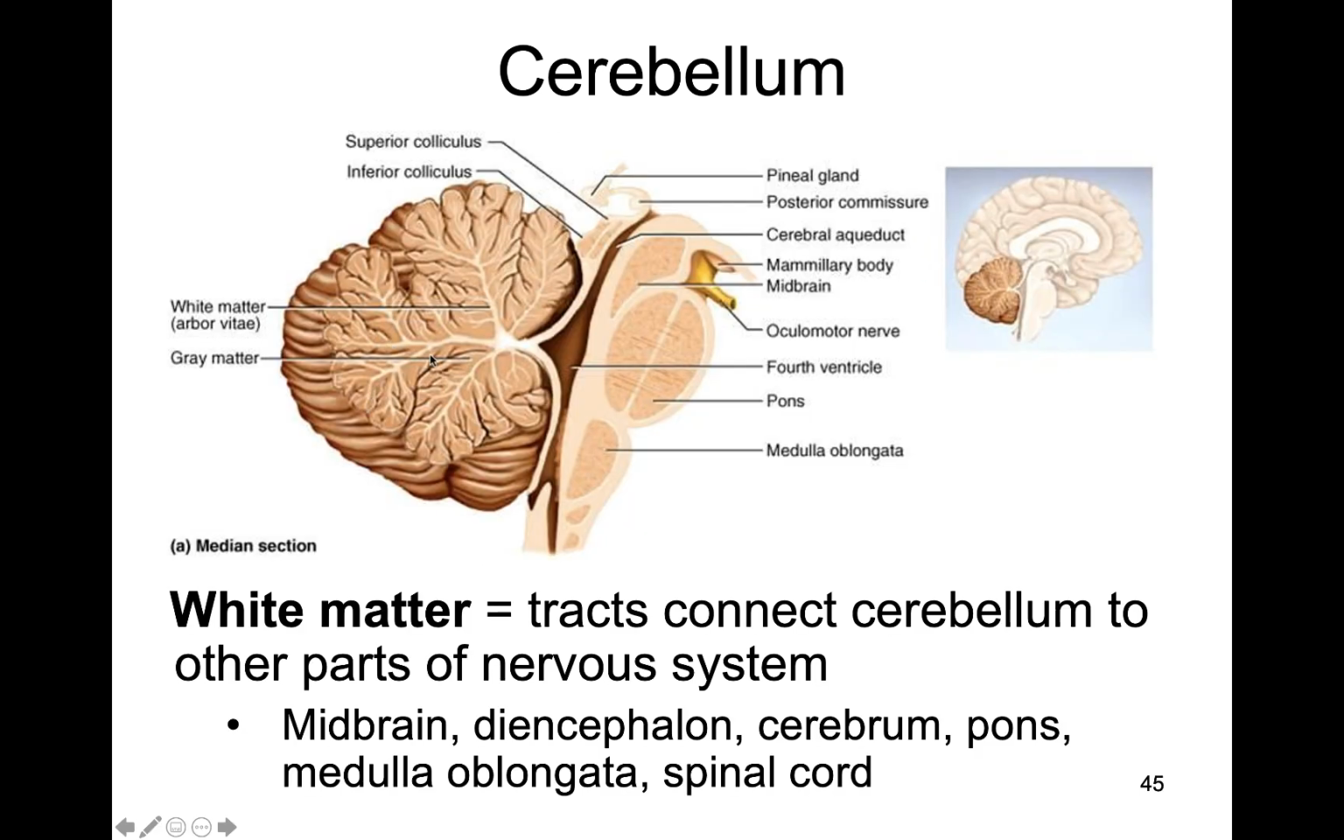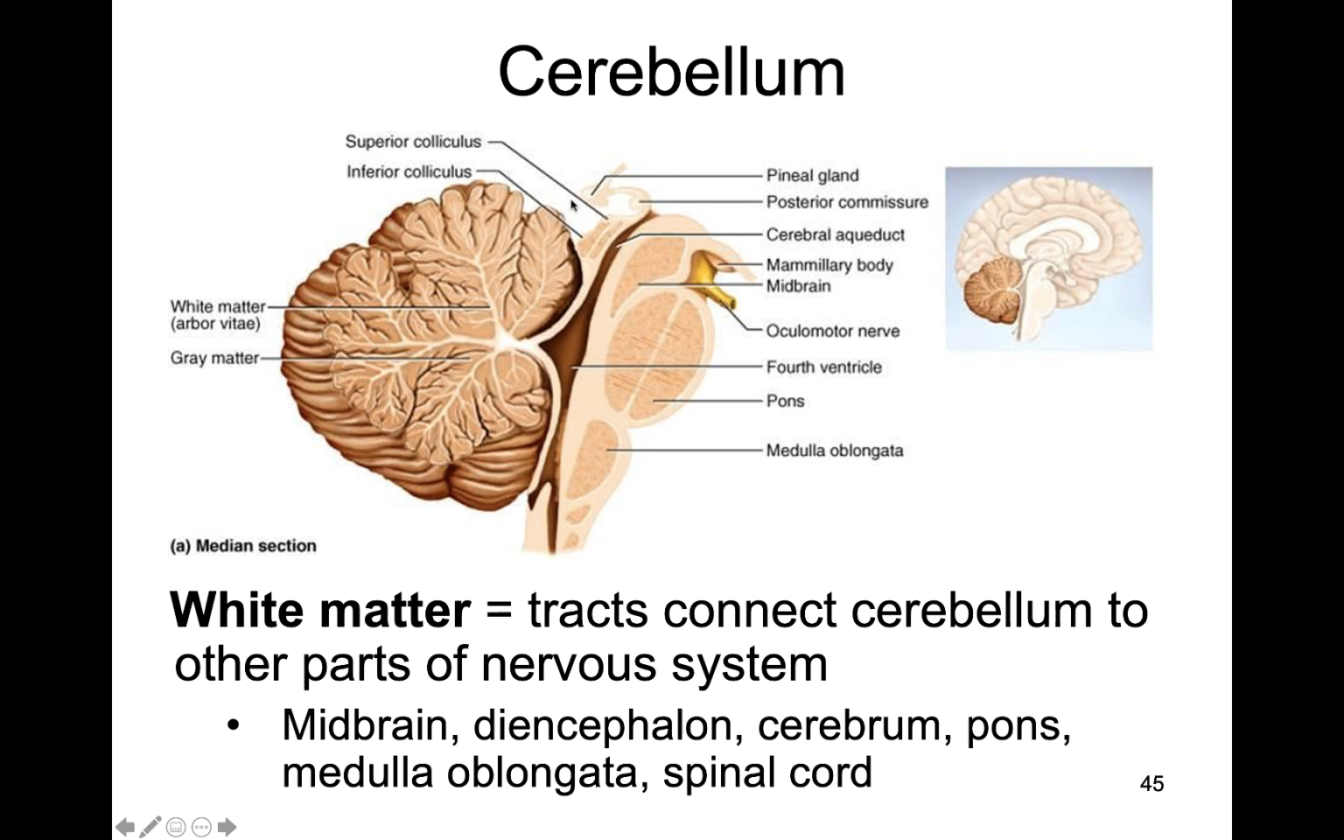This is a bigger picture of the cerebellum. On here you can see there is white matter and gray matter. There's a lot more gray matter in the cerebellum versus the white matter. Again, white matter is where the myelinated axons are, and gray matter is where the cell bodies reside.